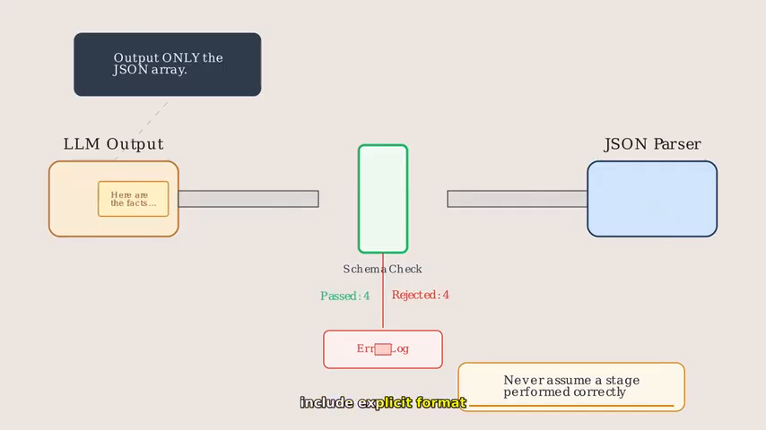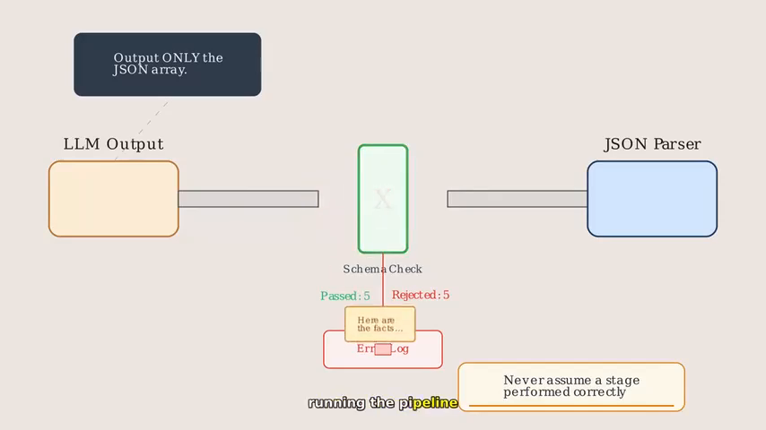First, include explicit format reminder instructions at the end of every stage's prompt. Not just output JSON, but output only the JSON array. Do not include any introductory text, explanation, commentary, or formatting outside the JSON structure. Your entire response must be parsable as valid JSON with no modifications.